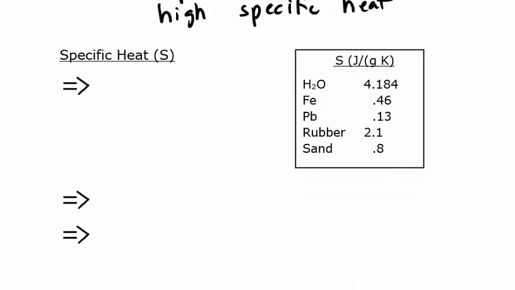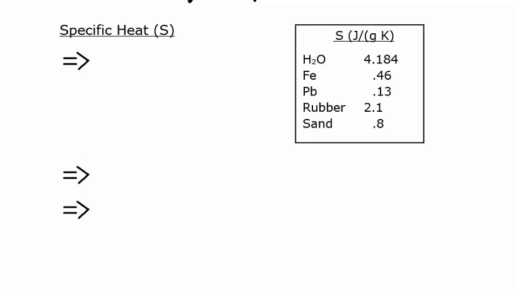I've written down a few different substances and their specific heat values, which is given by a capital S, and the units are joules per gram per Kelvin. So it's essentially how many joules can the substance hold for each gram of that substance and for each degree of temperature, or each Kelvin. And notice that on this list, water is the highest one, 4.184, and that number we will be using a lot. Iron and lead, both metals, are quite a bit lower, and rubber is about half, and sand is also lower. So water does have a fairly high specific heat.